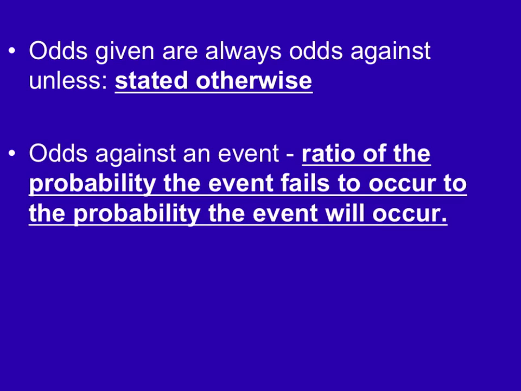So odds against an event is the ratio of the probability the event fails to occur to the probability the event will occur. So basically we take the ratio of the event not happening and compare it to the probability of the event happening.